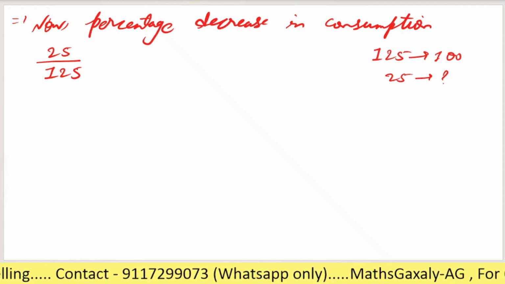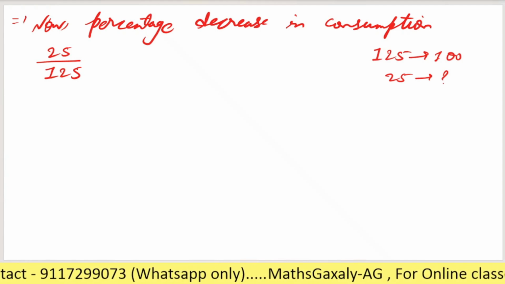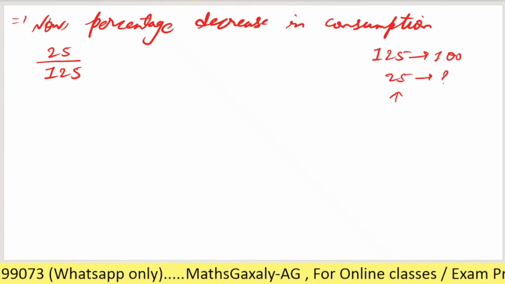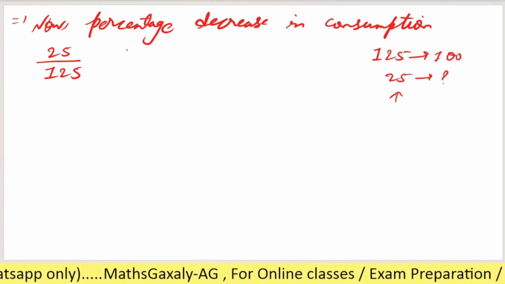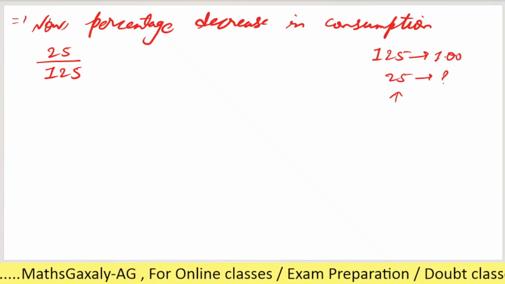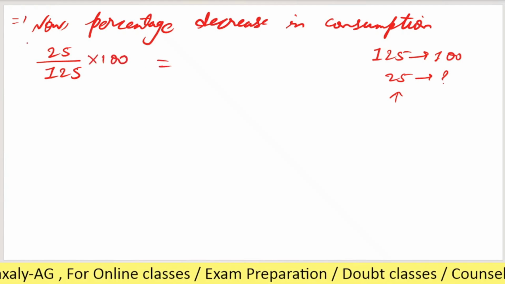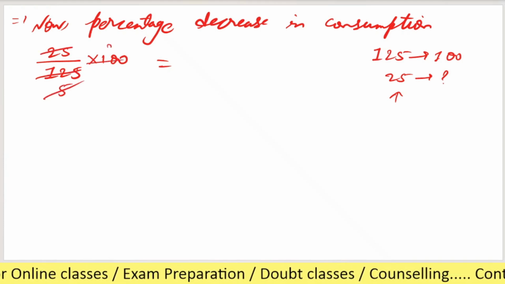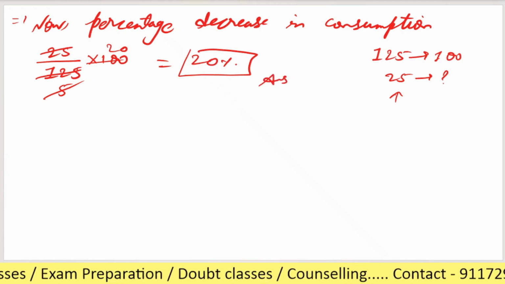We have to reduce, what percent we have to reduce. This is the 25% increment, this one we have to reduce now, right? So here we will do it like: 125 is the value of it is 100, we have to find the value of 25. Just cross multiplication and the answer will be 5 and here 20. So 20% will be the reduction in consumption.